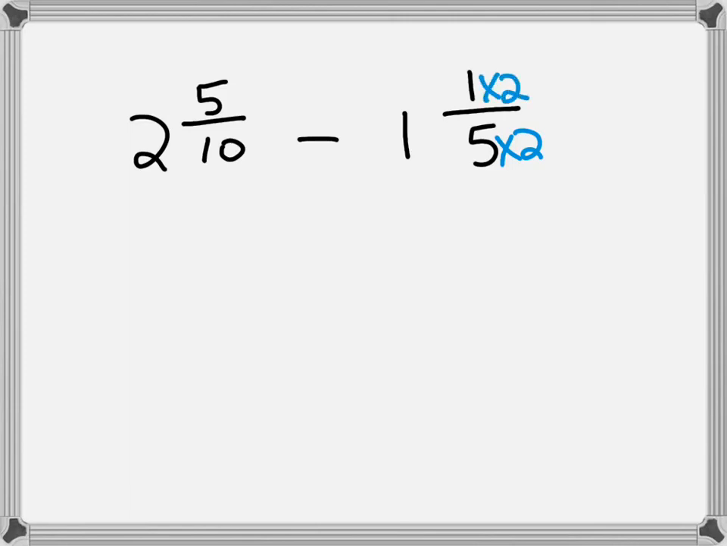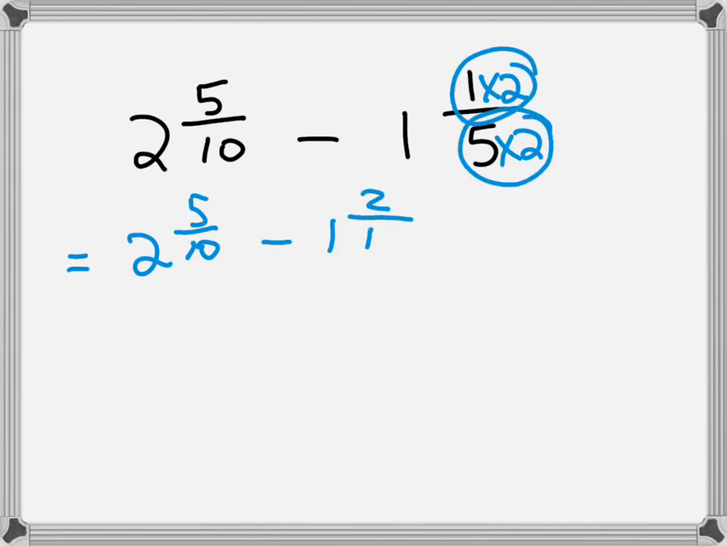Okay, let's rewrite it. So we have 2 and 5/10 minus 1 and 1 times 2 is 2 over 5 times 2 is 10. Now we have two denominators the same with our minus sign. Everything is ready to go. All we have to do is our minus. 2 minus 1 is 1. 5 minus 2 is 3 over 10.